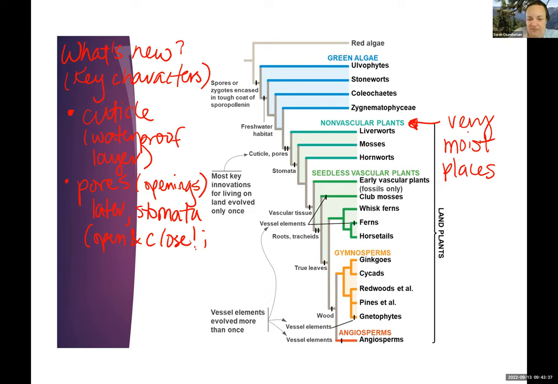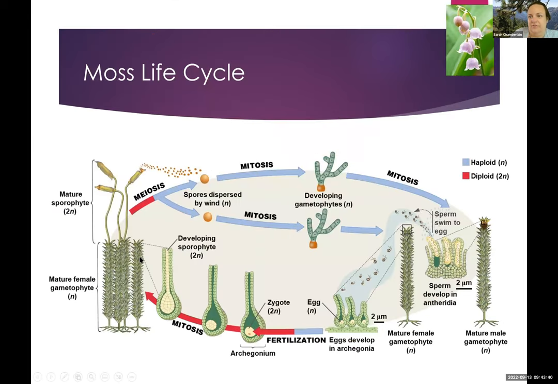Because if we look at their life cycle, right, they're still using water for the sperm to swim to the eggs, right? Sperm are still swimming. Okay. They don't have any vascular tissue, so they're limited in their size. They can't get very large because they can't move water long distances. For that matter, they can't move photosynthetic products long distances, right? So they're really, really limited in their size for that reason.